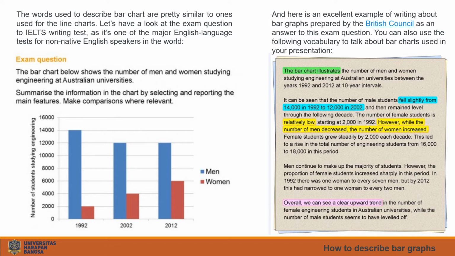Men continue to make up the majority of students. However, the proportion of female students increased sharply in this period. In 1992, there was one woman to every 7 men, but by 2012 this had narrowed to one woman to every 2 men. Overall, we can see a clear upward trend in the number of female engineering students in Australian universities, while the number of male students seems to have leveled off.